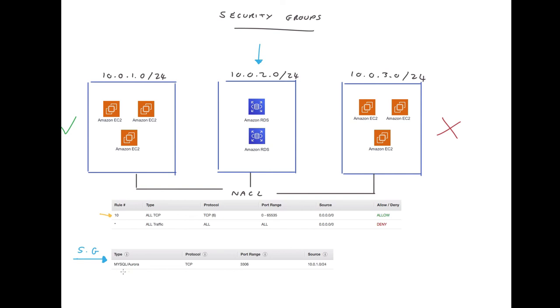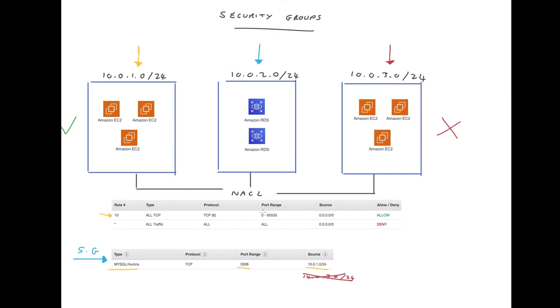So with this security group, it's stating that any MySQL or Aurora traffic using a TCP protocol on the port 3306 from the source 10.0.1.0, which is this subnet here, then it's considered allowed. As we don't have another rule in this security group for the source of 10.0.3.0/24, which is this subnet here, then it's considered denied. It doesn't exist, so it's not allowed access.